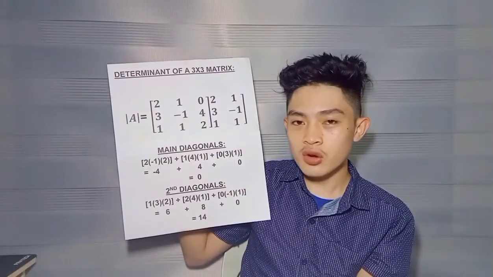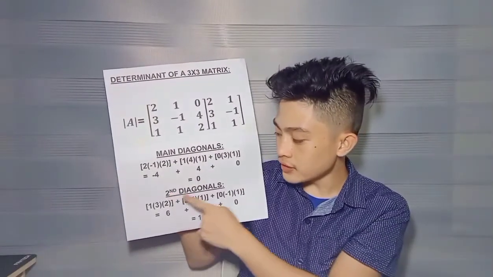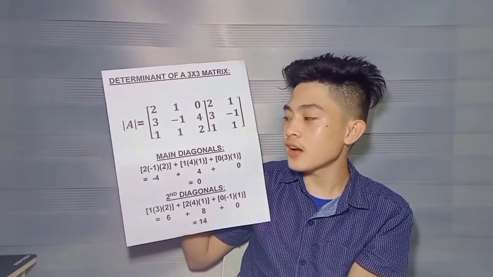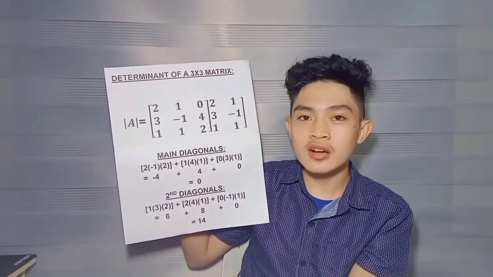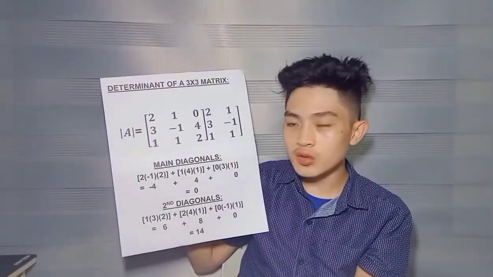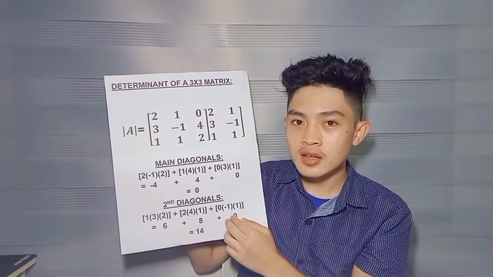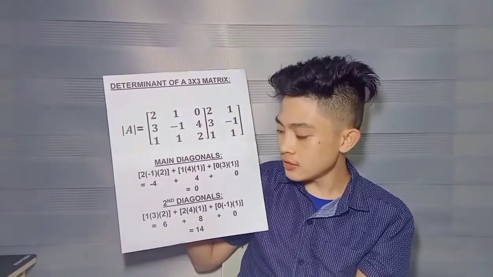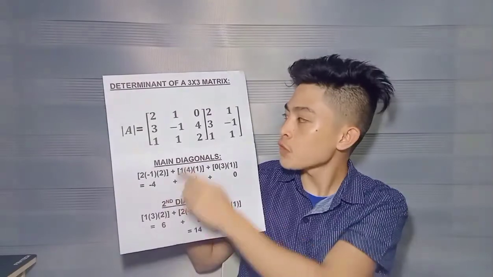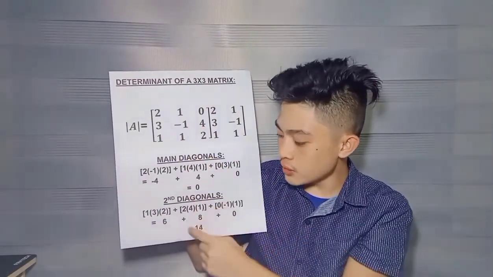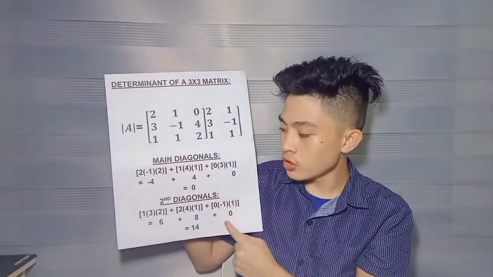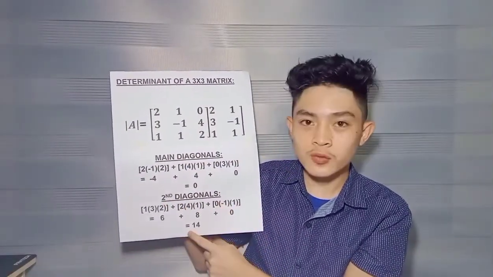The second step is to find the second diagonals. It is like the opposite of finding the main diagonals, so we need to start here. Again, we multiply them together and combine them by adding, so 1 times 3 times 2 is equal to 6. 2 times 4 times 1 gives us 8. 0 times negative 1 times 1 gives us 0. So the second diagonal is 14.